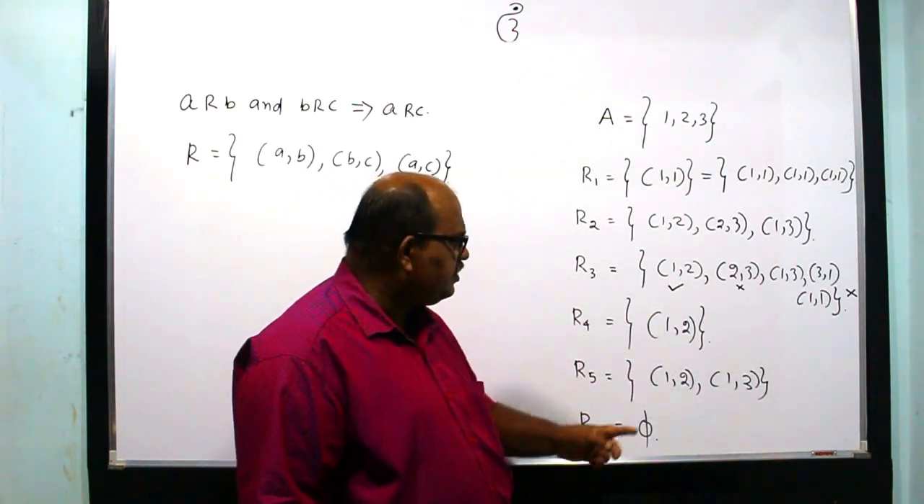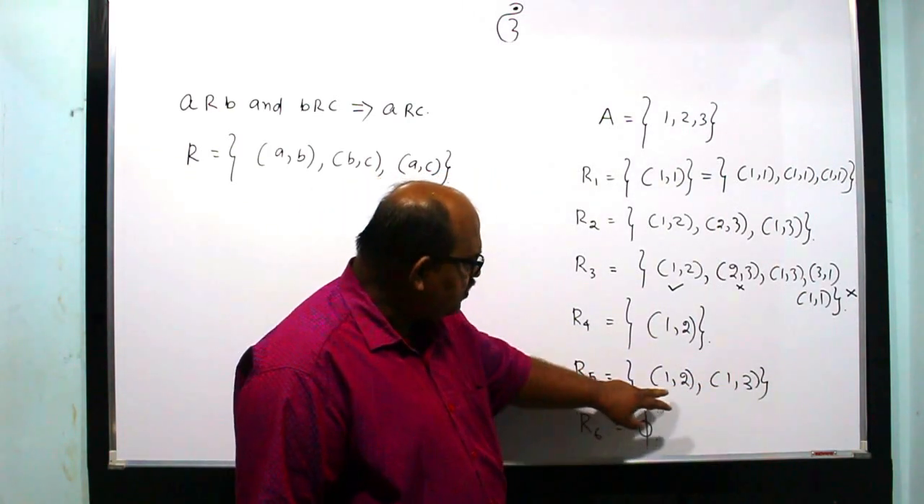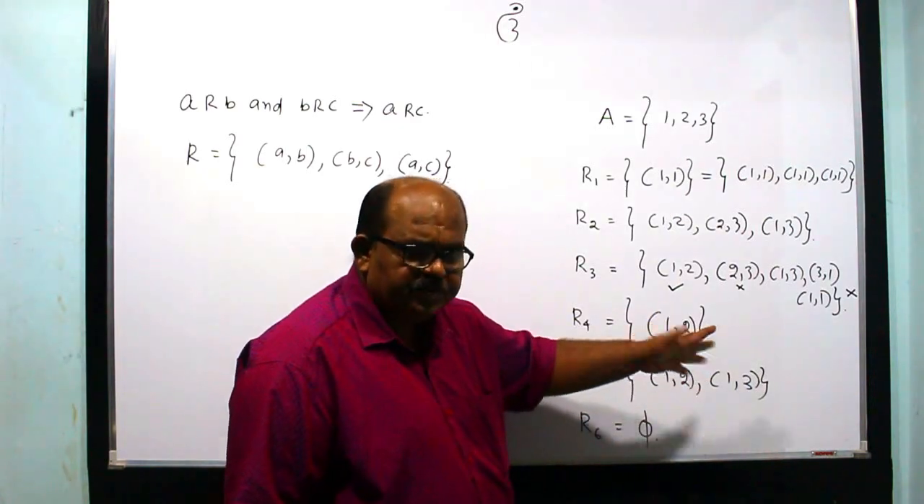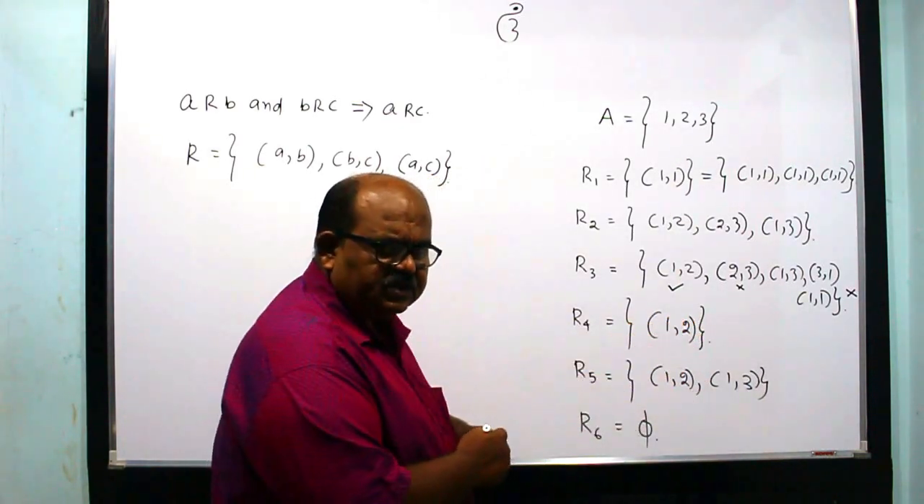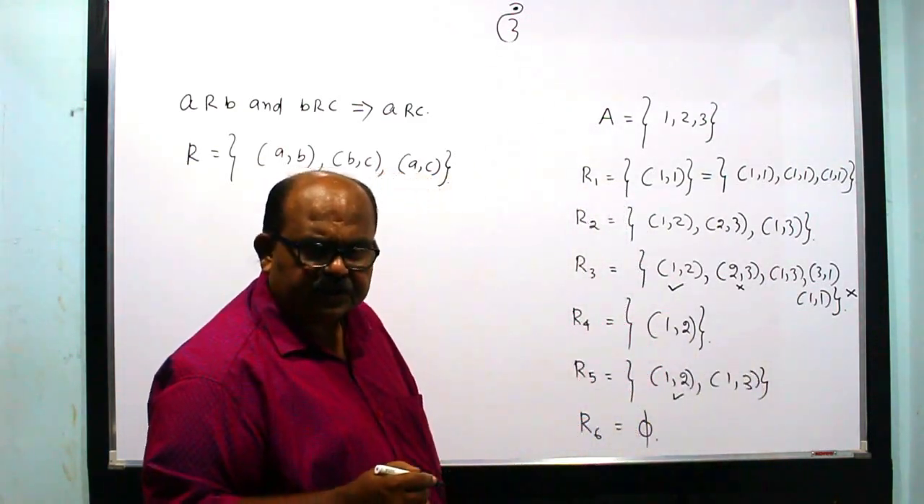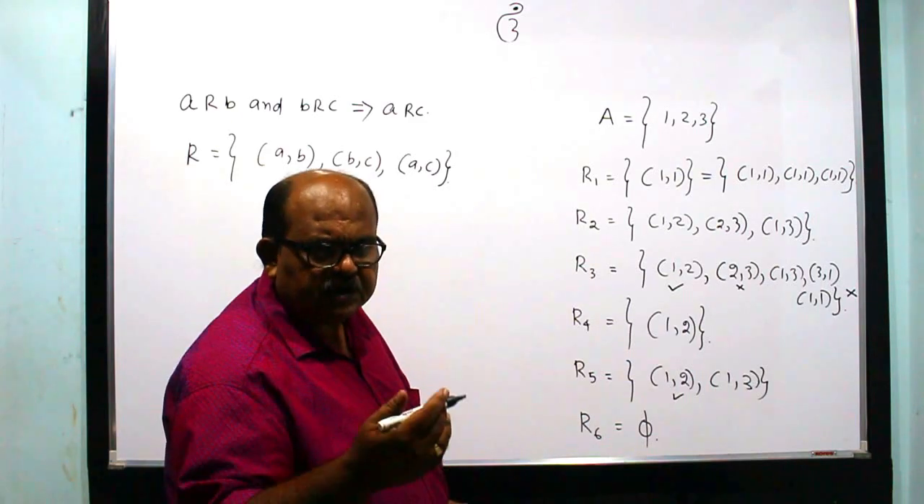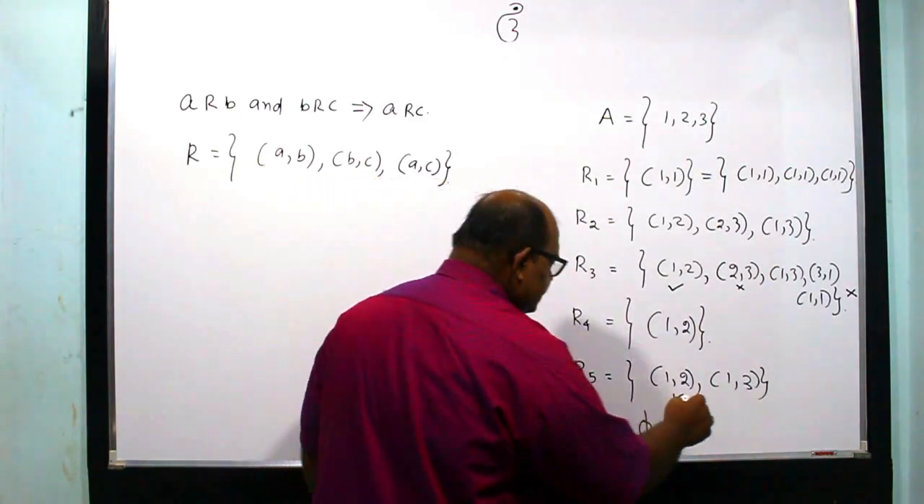Now R5 is equal to {(1,2), (1,3)}. This is also transitive because if (1,2) is AB, there is no BC. So if only AB is there and no BC, then it passes the transitive test. Now come to (1,3). If (1,3) is AB, there is no BC, so will it pass or fail the transitive test? It passes the transitive test.